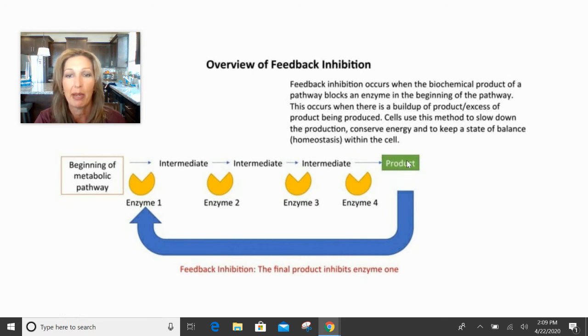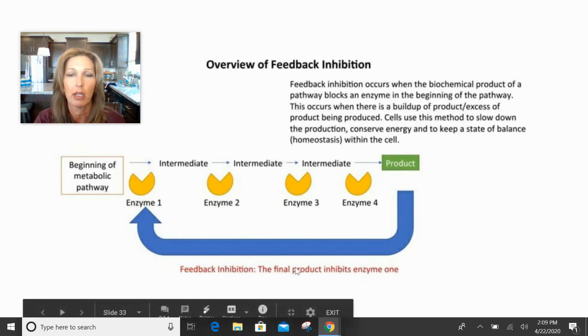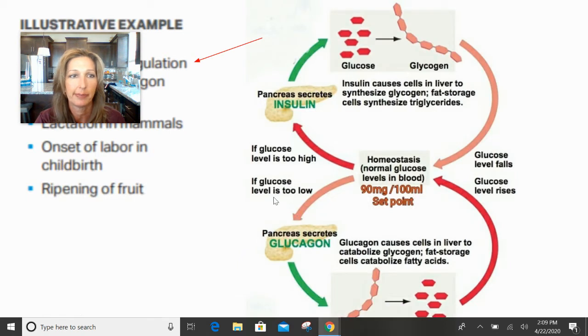But as that product concentration gets lower, that product is going to move off enzyme 1 back into solution, which now activates that enzyme. And so that's going to trigger the biochemical pathway again. That's my feedback inhibition at the biochemical pathway level.